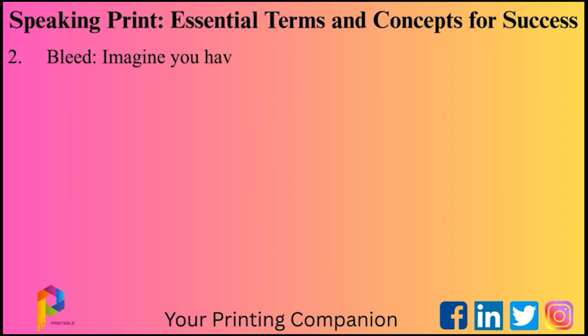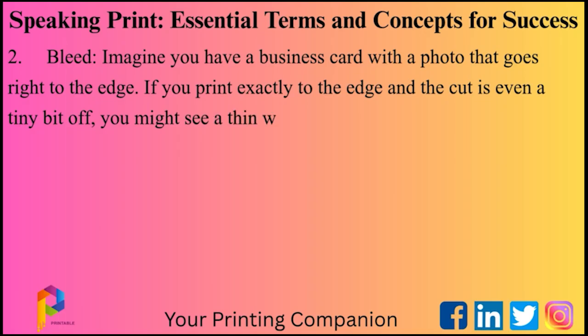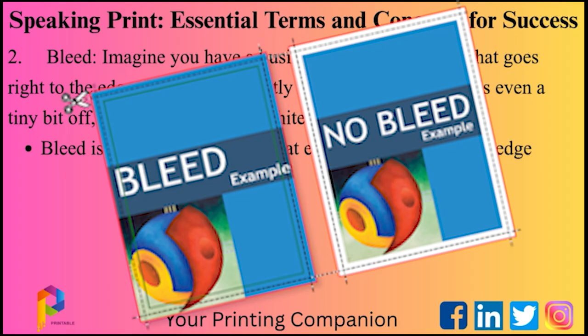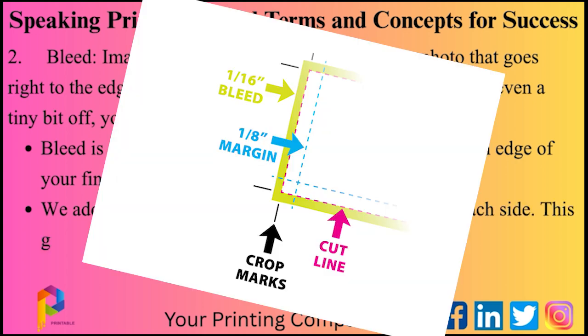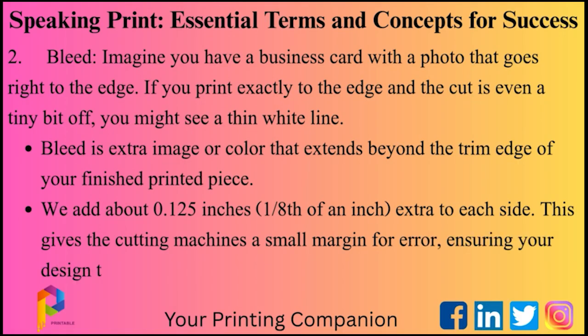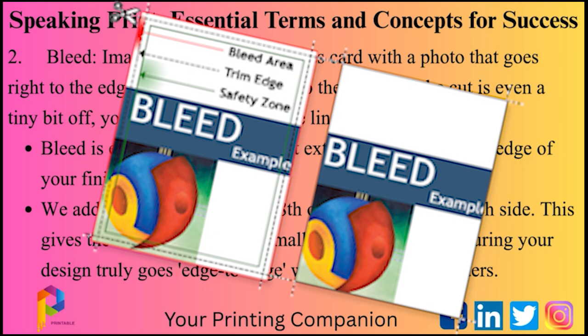Number 2, bleed. Imagine you have a business card with a photo that goes right to the edge. If you print exactly to the edge and the cut is even a tiny bit off, you might see a thin white line. Bleed is extra image or color that extends beyond the trim edge of your finished printed piece. We add about 0.125 inches, 1/8 of an inch, extra to each side. This gives the cutting machine a small margin for error, ensuring your design truly goes edge to edge without any white borders.